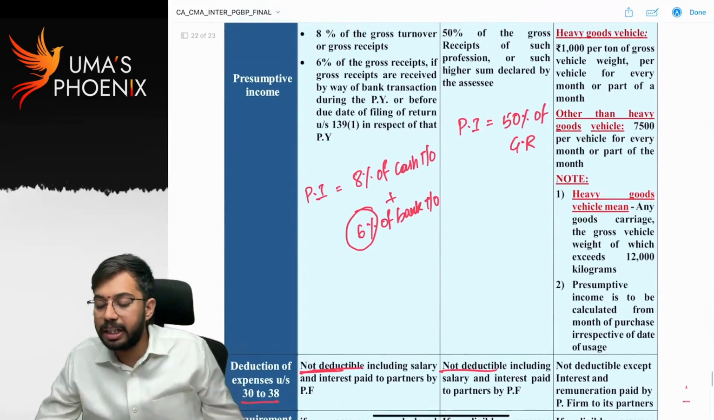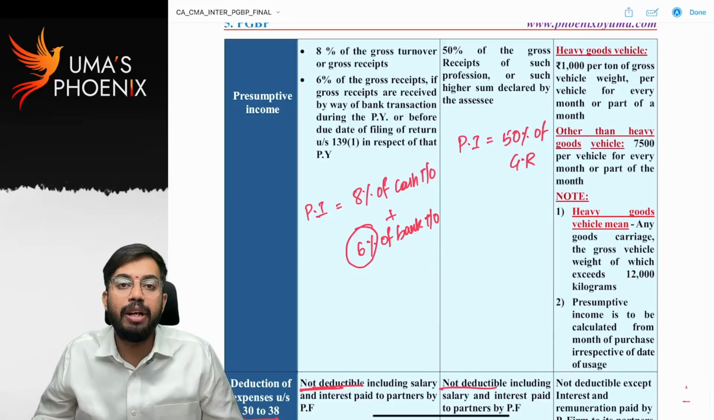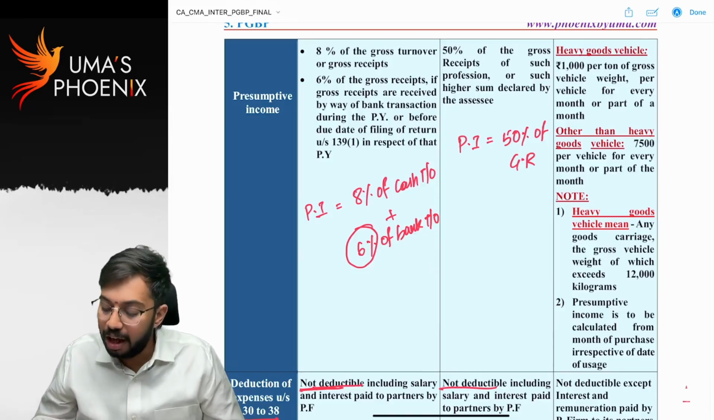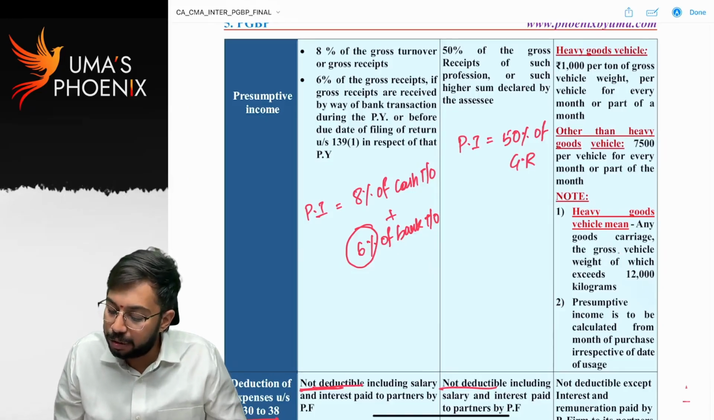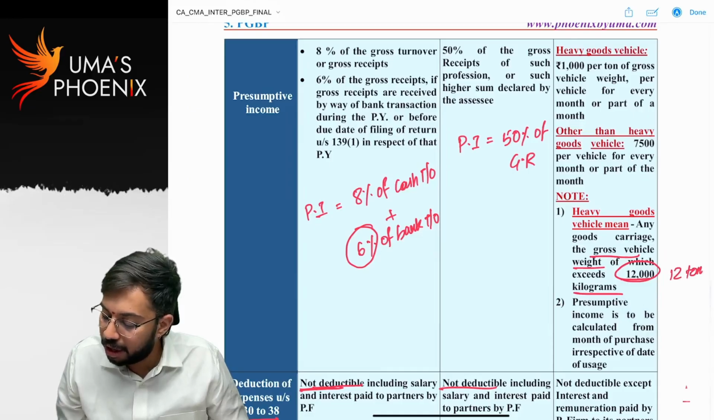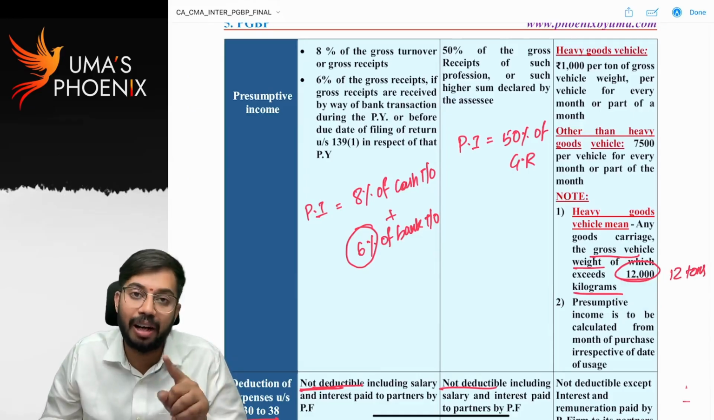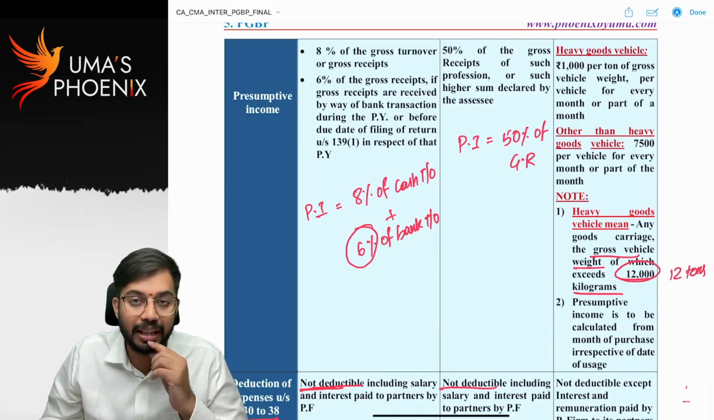Next, how much is presumptive income? There are two types of goods vehicles: heavy goods vehicle and light goods vehicle. Heavy goods vehicle means any goods carriage, the gross vehicle weight of which exceeds 12,000 kilograms or 12 tons. So any vehicle whose gross vehicle weight is greater than 12 tons or greater than 12,000 kgs, we call that a heavy goods vehicle.